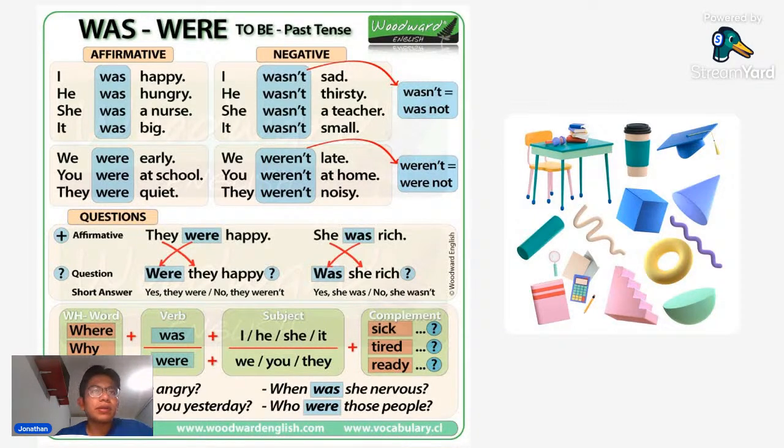And for the WH questions it is the same structure, but first we add the WH question word. Here we have where, this is the WH question, plus the verb to be, the subject, and the complement, and the question mark. We have here an example: When was she nervous? Or another example: Who were these people?